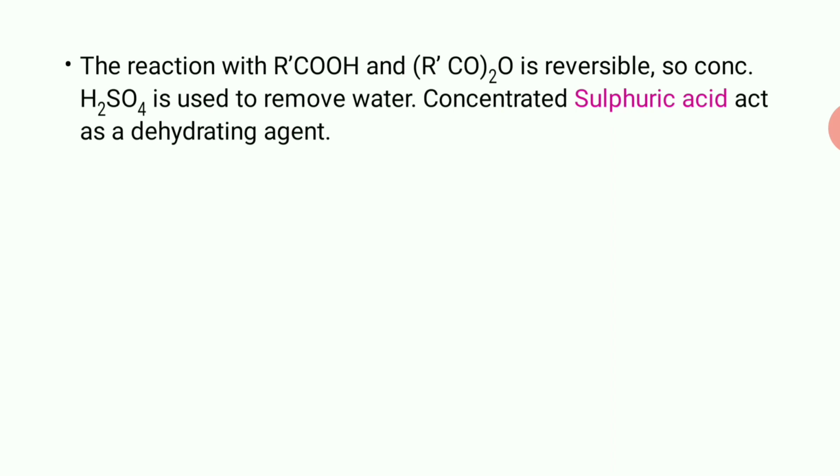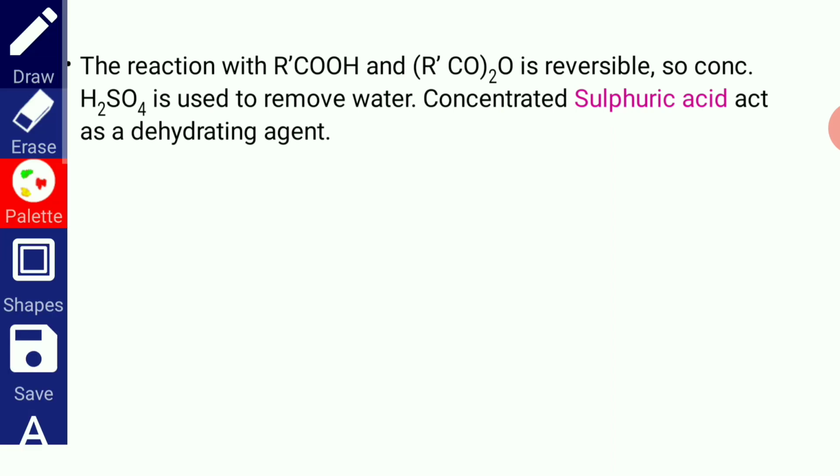The first two reactions are reversible in nature, and in order to bring out the maximum yield of ester, we need a dehydrating agent which can continuously remove the water from the reaction. That dehydrating agent is concentrated sulfuric acid. So, concentrated sulfuric acid will continuously remove the water and it will yield the maximum amount of ester.